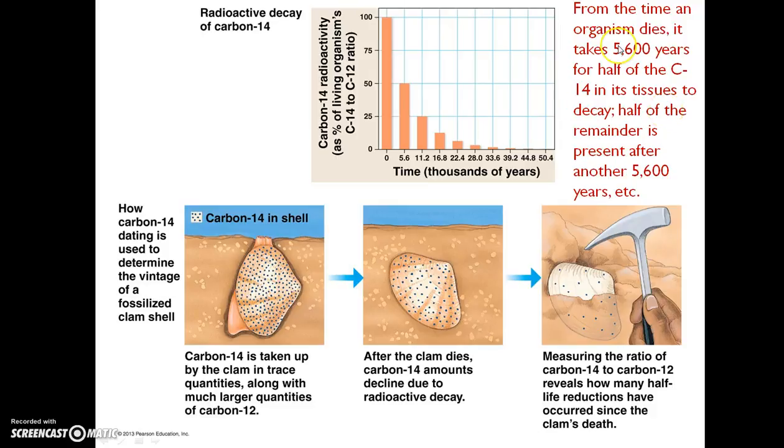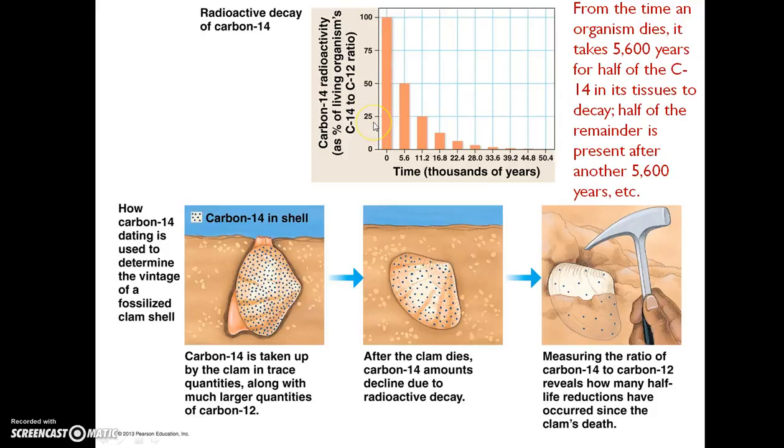So once that 5,600 years has passed, half of that carbon-14 has decayed, and then half of the remainder of the carbon-14 within the tissues is present after another 5,600 years, etc. So this graph just shows that visually.